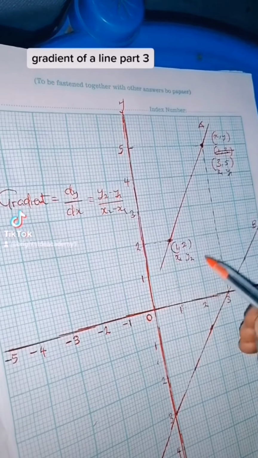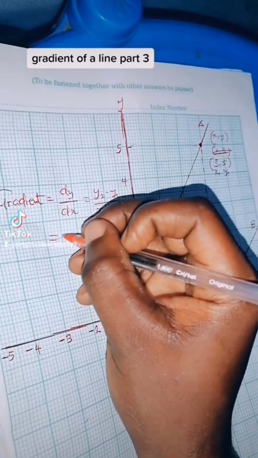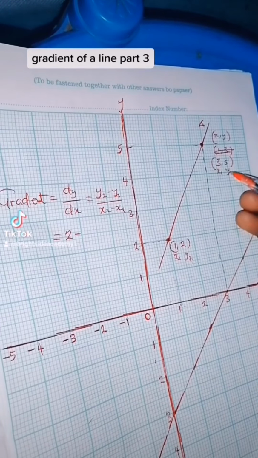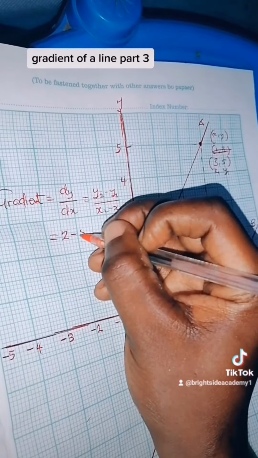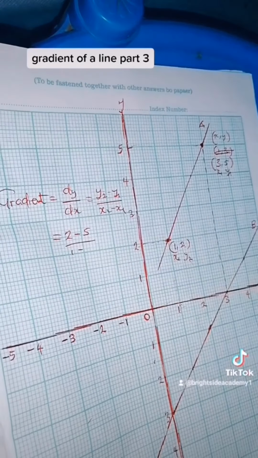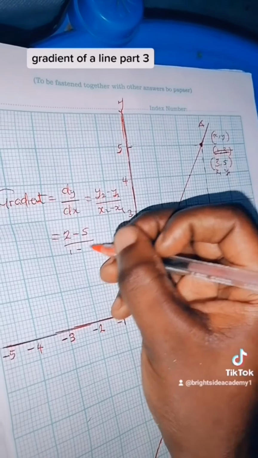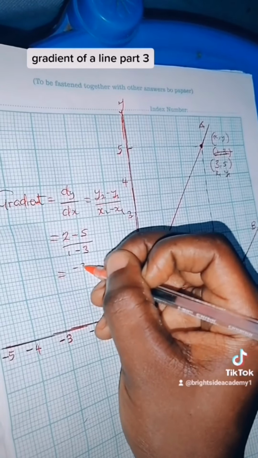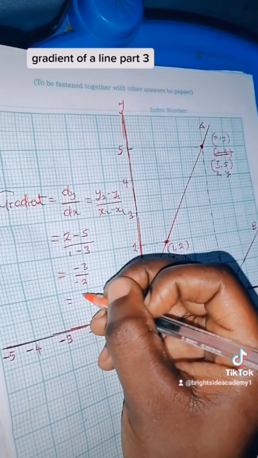We have y2, which is down there. Usually x comes before y, so the second value is for y. So we have 2 minus y1, which is 5 over there, that is for y1, right? Then all over we have x2 down there, 1 minus x1, that is 3. So we just do the calculations and we are done. We have minus 3 over minus 2, which will give us 3 over 2.